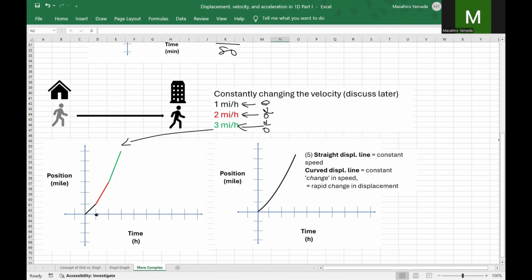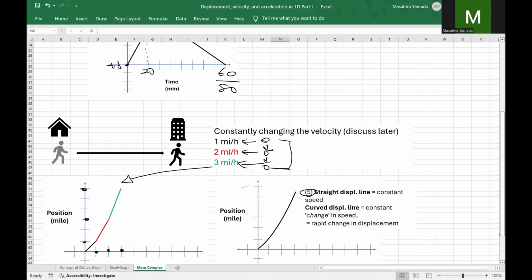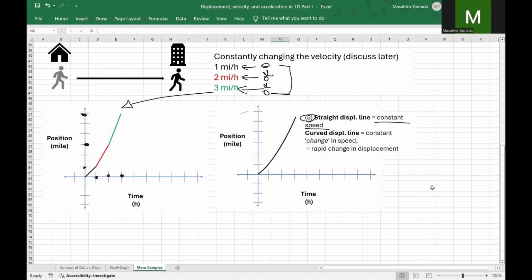First hour, he covered 1 mile. The second hour, he covered 2 miles. The third hour, he covered 3 miles. So if the speed of his movement is changing constantly over time, when we smooth this line, what we should see is a curved displacement line over time. The fifth piece of information I want you to understand is that when a displacement line over time is straight, it means he was moving at a constant speed. However, when you see a curved displacement over time, then the speed of the displacement is changing over time.